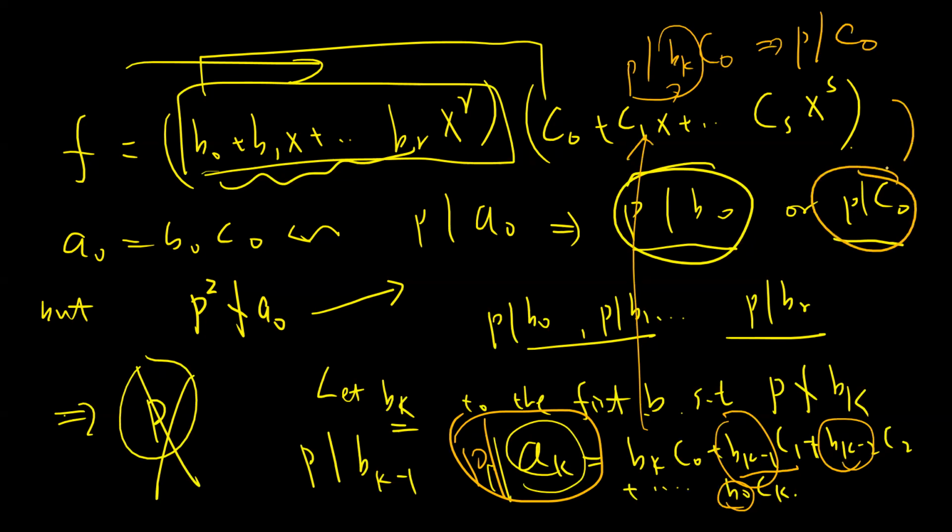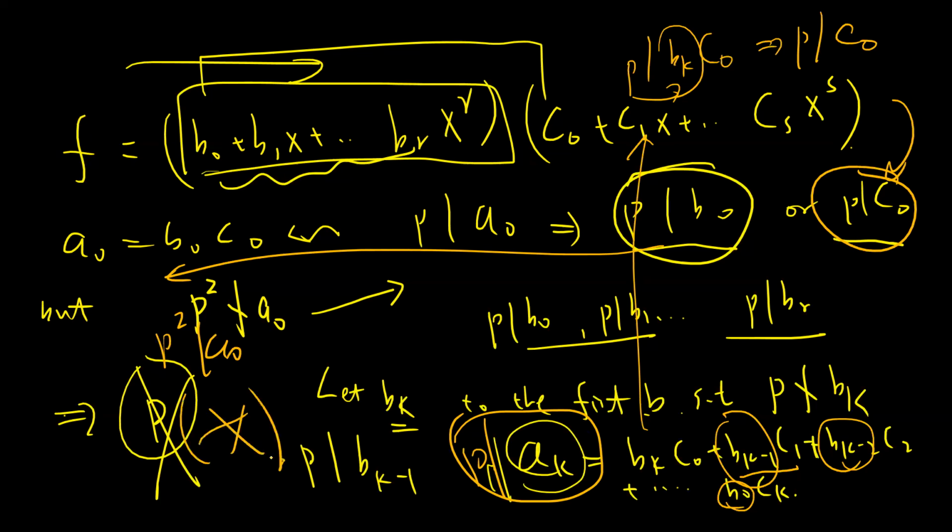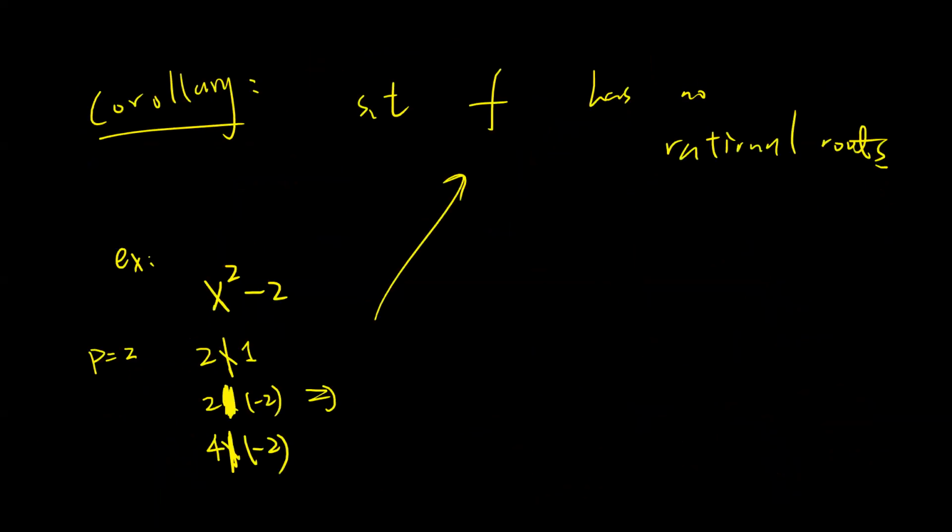But if p divides c0, that proves that p squared should divide a0, right? But my assumption is that p squared cannot divide a0, so there is a contradiction. Yeah, this is the proof.